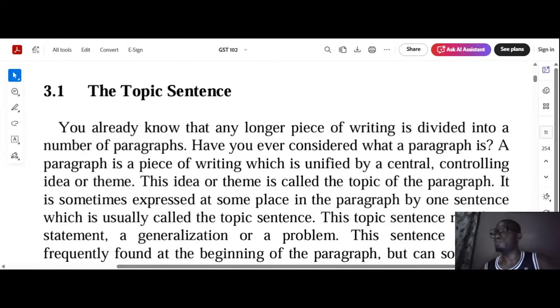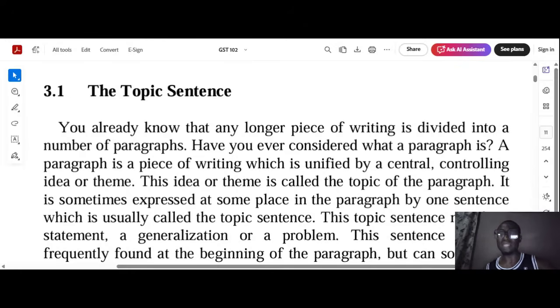One of them is the topic sentence. One of the ingredients you use in building a paragraph is called the topic sentence. Let's all type it in the chat box. Topic sentence. If you are still here with me, let me see that flowing in now. The topic sentence. Now, what's the work of the topic sentence in writing the paragraph?